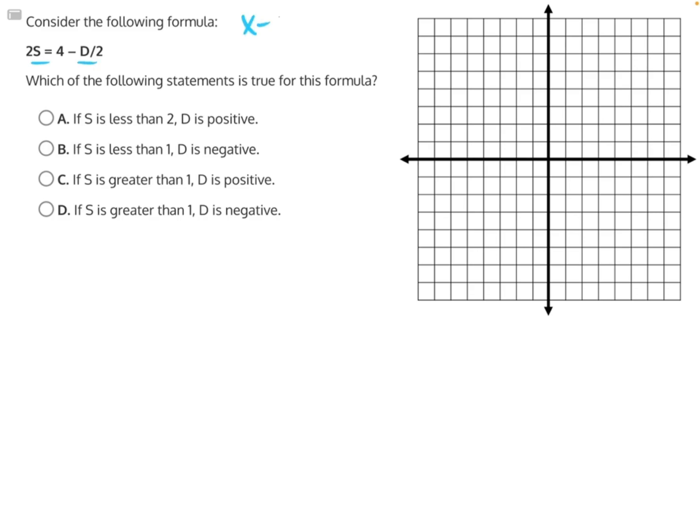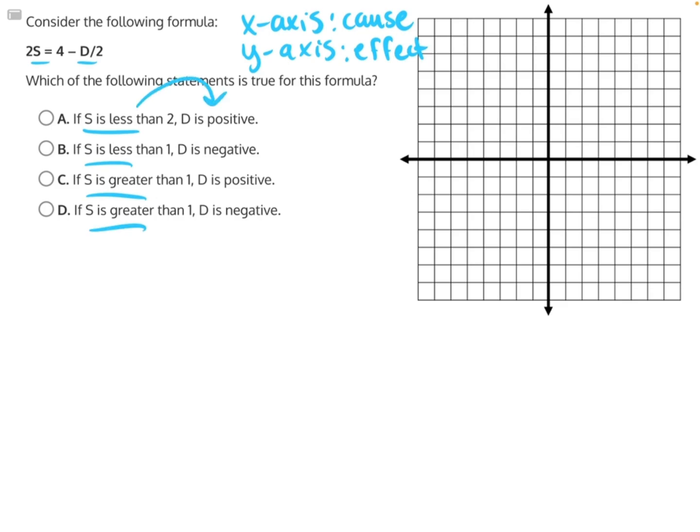Normally, our x-axis is our cause variable that affects our y-axis, or our y variable. So if we look at our answer choices, we can see that S is always the cause of what happens to variable D. So that means we can label our x-axis as S and our y-axis as D. Now we can find our intercepts to graph.